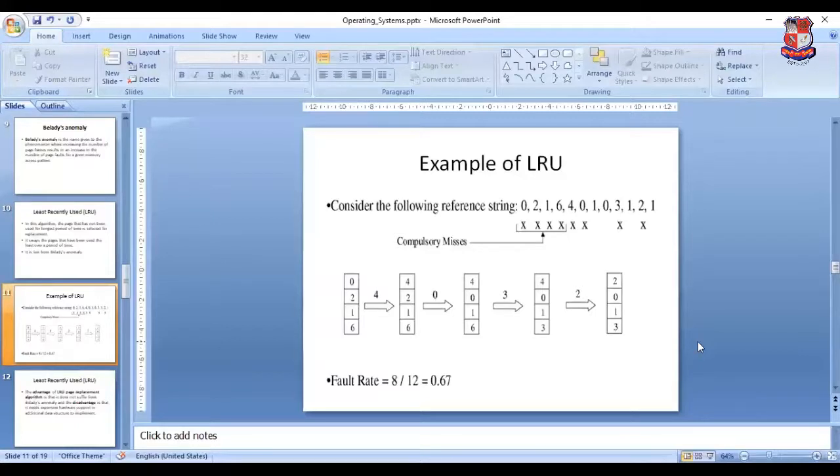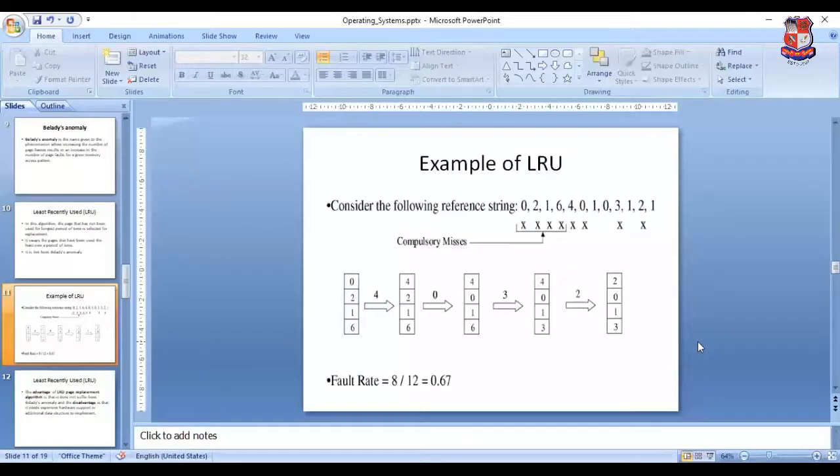मतलब क्या है 4 कहाँ पे ये इनपुट हुआ था 0 पे. 0 अभी इनपुट हुआ है. 1 भी अभी हुआ है तो 3 भी अभी हुआ है तो कहाँ पे रखेंगे 4 की जगह पे 2 आएगा. 2 के बाद रिक्वेस्ट कौन सी है 1. तो 1 is already available, no need to replace the page.